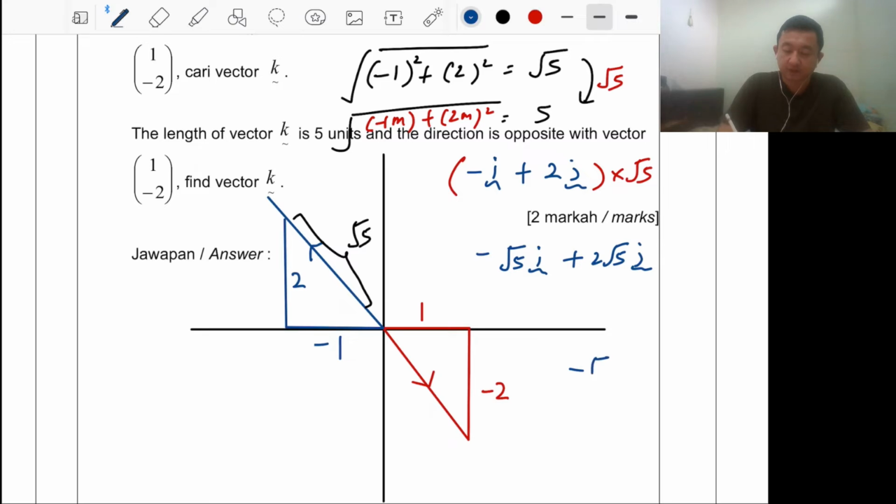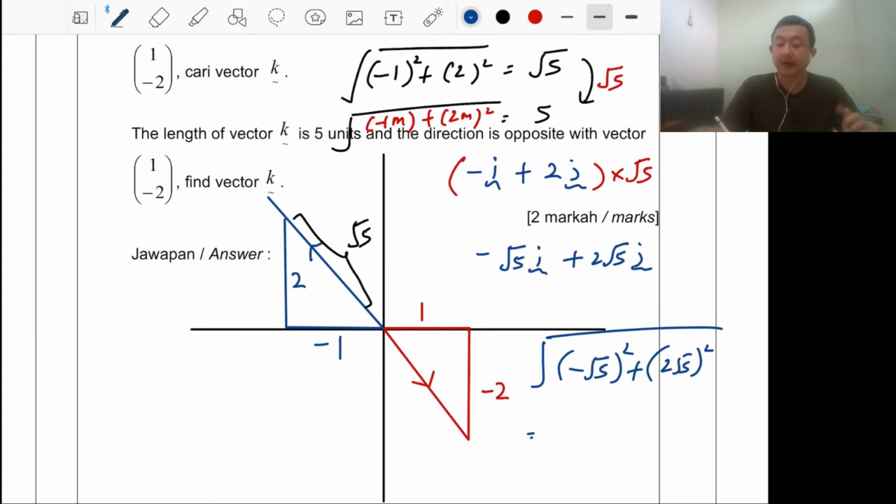So you have negative root 5 squared plus 2 root 5 squared, with a square root. You should get 5 plus 20. So the answer should be 5. Okay, that's how you check your answer. So this should be the final answer: negative root 5 i plus 2 root 5 j. Okay.